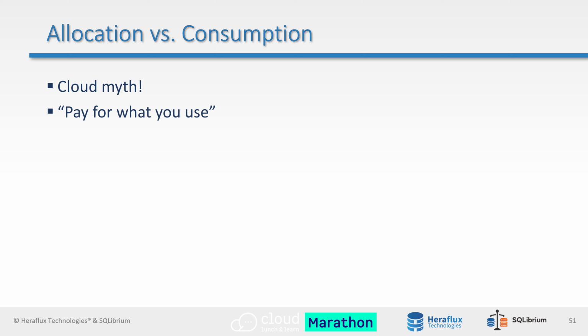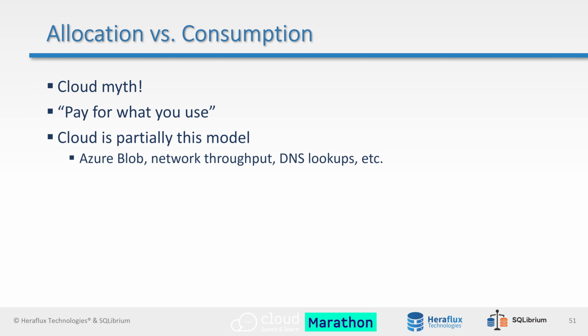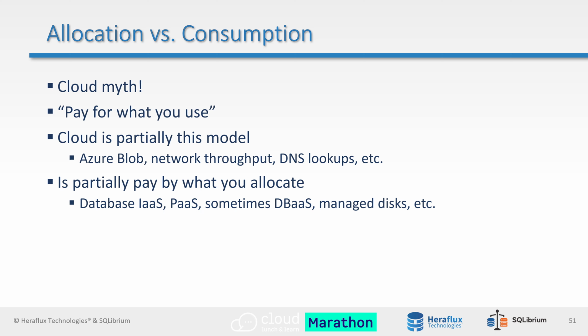They make the analogy the cloud is similar to the power bill for your home. You literally pay for what you consume. Well, cloud is partly that model. Things like Azure Blob Storage, networking throughput, load balancer, DNS lookups, those sort of things. Yeah, it's pay for what you consume. But specifically in the data space, it is partially pay by what you allocate. And this is where things get into trouble.